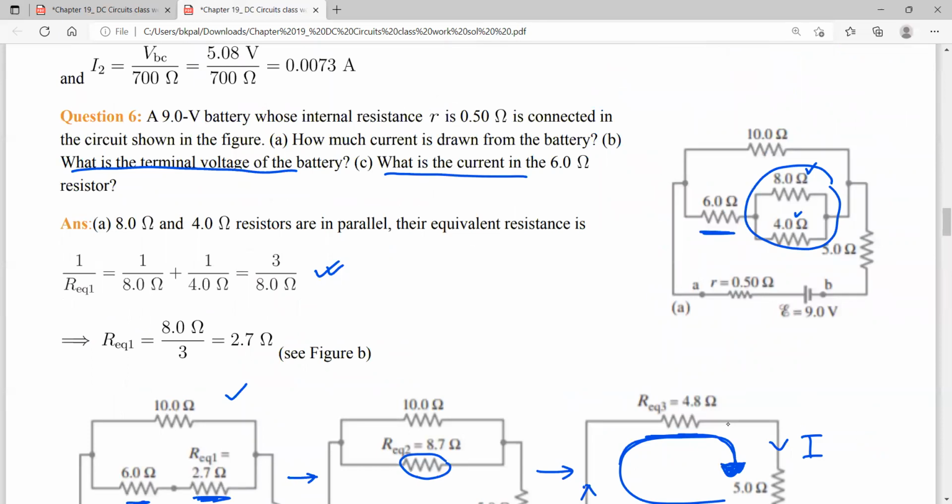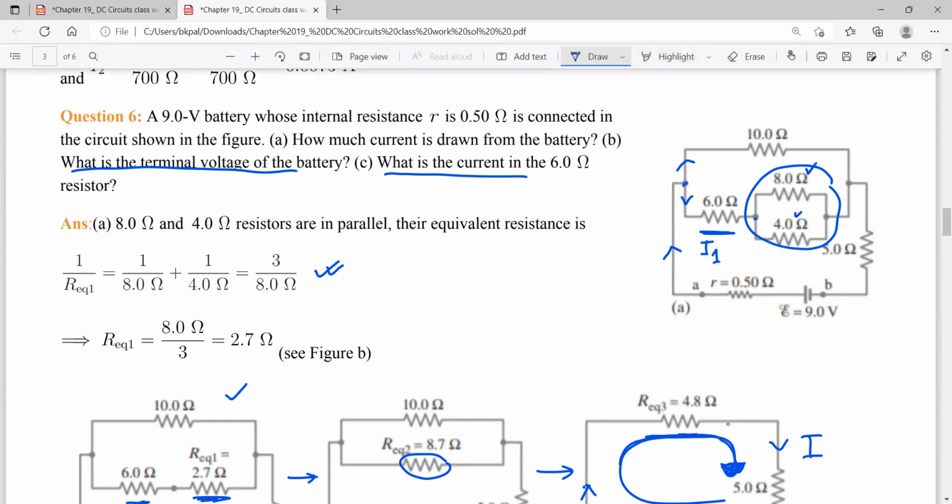Now we have to think how to solve it. You see that current I comes here, enters here and is divided into two parts. One goes in this direction, another goes in this direction. And that current, if I call it I1, at this point also divides into two parts.